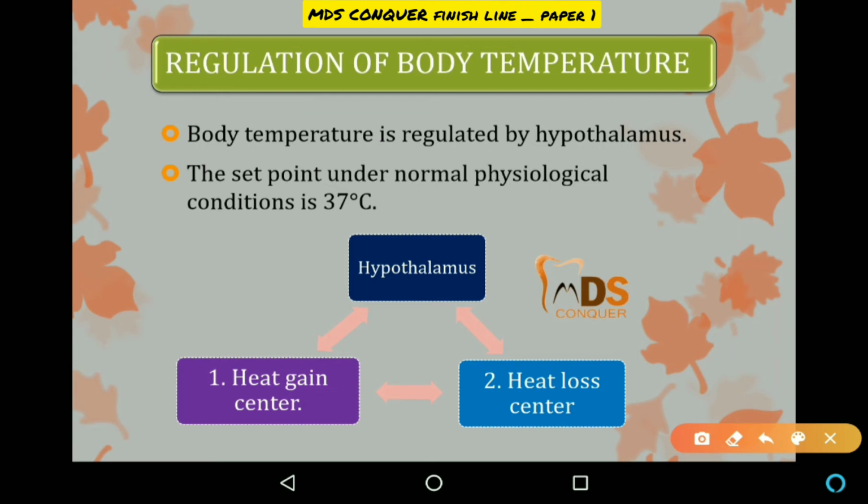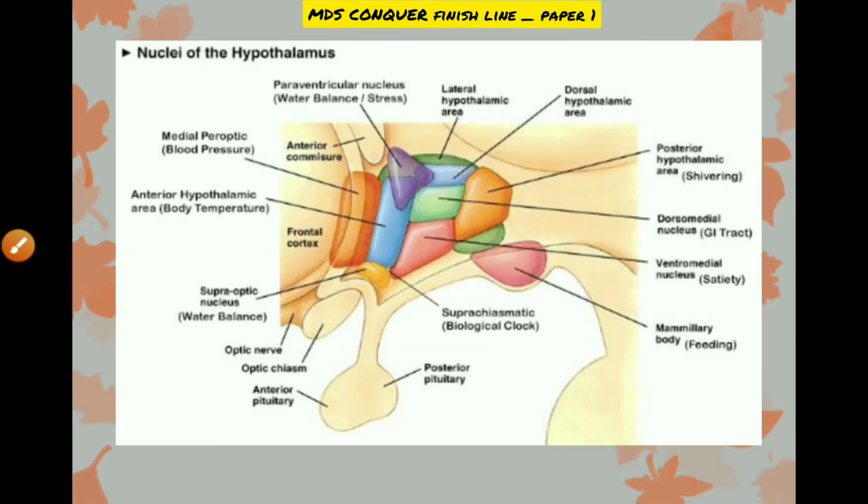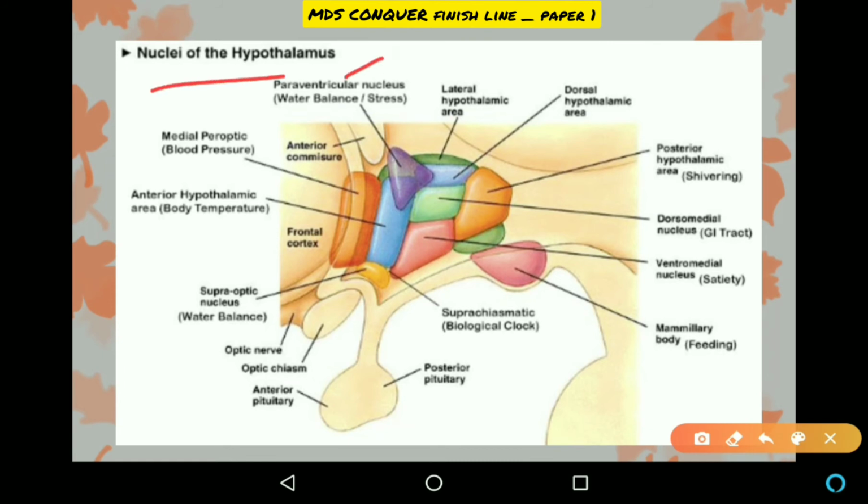And coming to the regulation of body temperature, as we have seen long back in the flow chart, the hypothalamus has a heat gain center and a heat loss center, which can act in two ways. These are the nuclei of the hypothalamus: the paraventricular nucleus, for water balance with stress, and the posterior hypothalamic area, which helps in shivering. The supraoptic nuclei help in water balance, and the anterior hypothalamic area is very important because it helps in body temperature regulation.